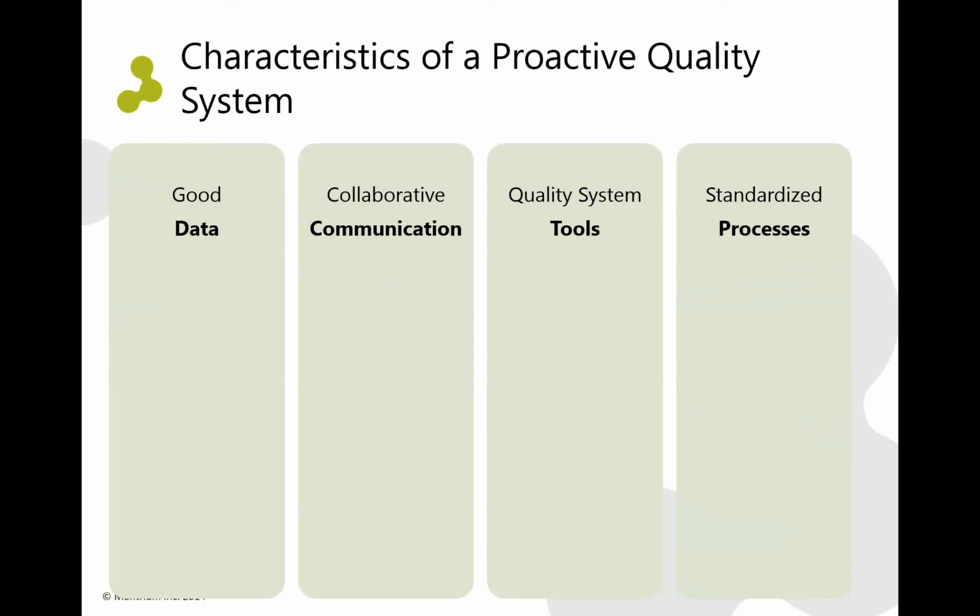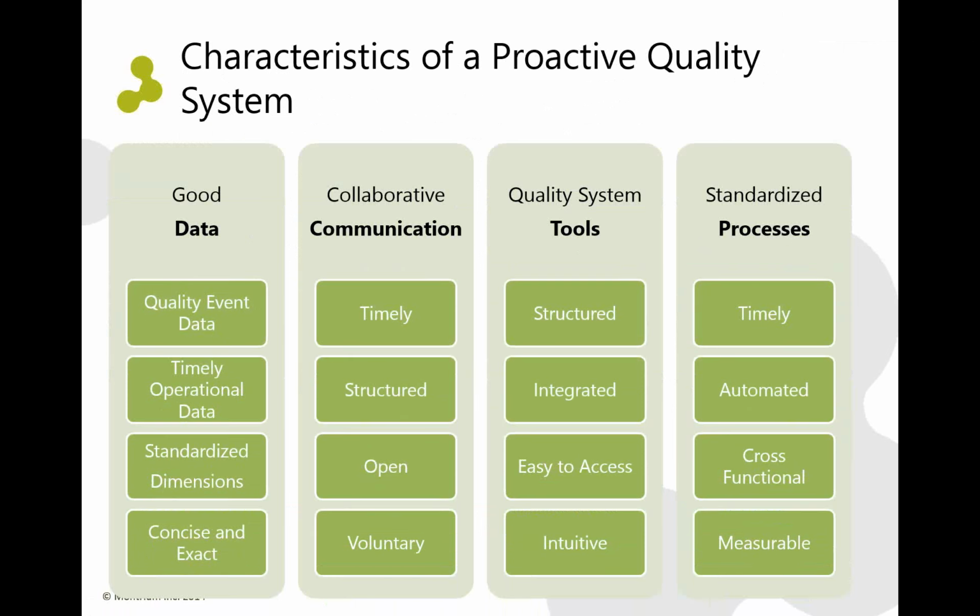In my opinion, there are 4 pillars of proactive quality. The first is we need to have good data. Without good data, we can't make the right decisions. We also need to have collaborative communication. We need good quality system tools, and we need standardized processes.